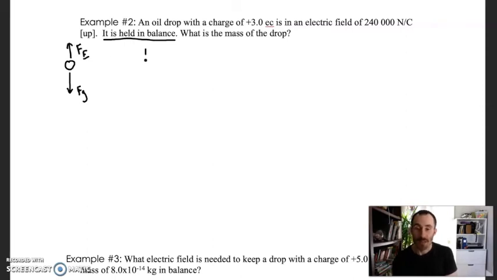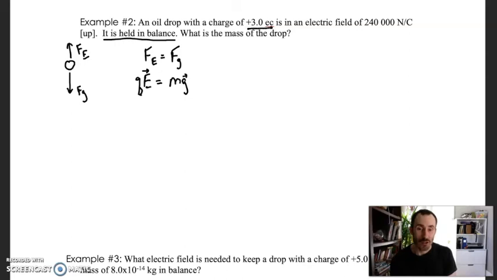Okay, and again, being held in balance means that the electric force is equal to the force of gravity. That's our starting point. And then pretty much all of these questions work very similarly: you expand each of those terms into their formulas. QE equals mg. There are 4 pieces. And then we look through the question for the pieces that we have.